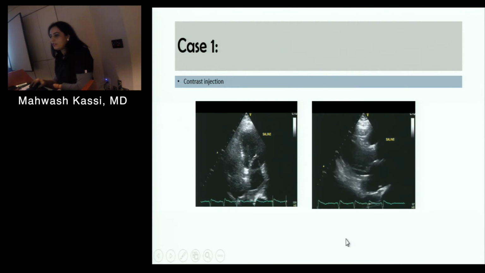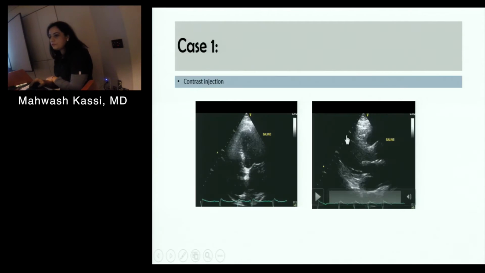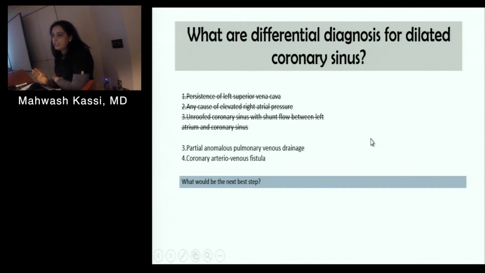And this is the one that we did in the parasternal long, and you don't see the coronary sinus fill up, or any filling in this structure here whatsoever. So those above mentioned diagnoses were all kind of still in the air, but we didn't think that was the direction we were heading. So we've kind of ruled out persistence of left SVC, right atrial pressure being elevated, and the unroofed coronary sinus with shunt flow.